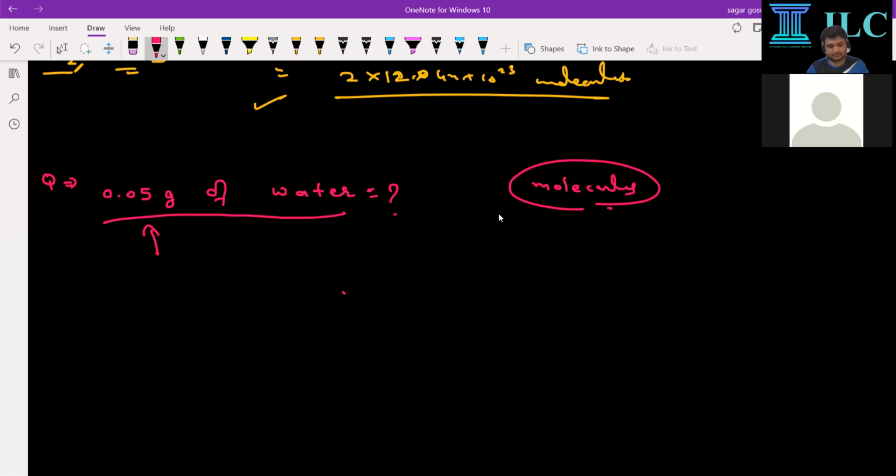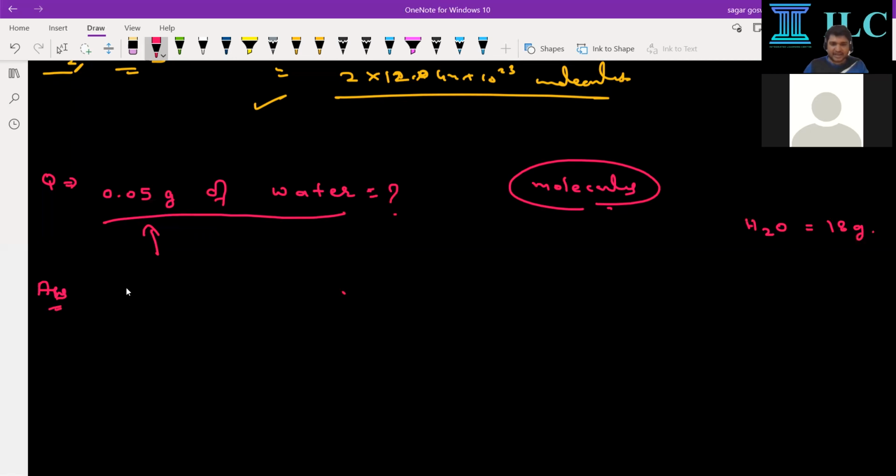Okay, so I have to do given mass over molar mass again, obviously. 0.05 over, see, one second. You can do it like given mass upon molar mass, but there is another way as well. It is called the unitary method. You already know water means H2O and H2O mass is 2 plus 16, it is 18 gram, right?